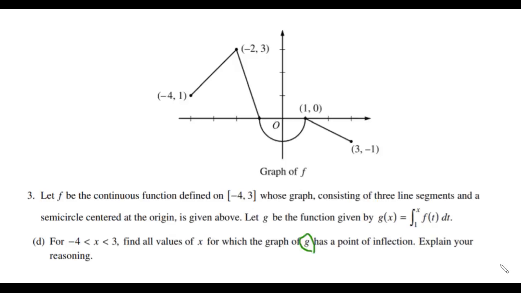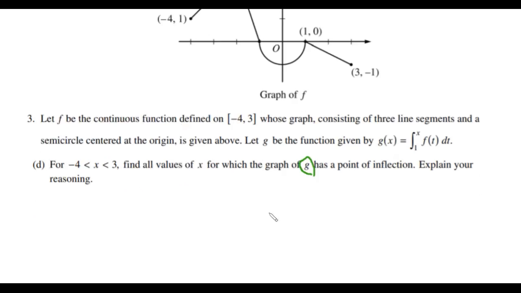Let's jump on to part D, finally. So, part D says, for x exclusively between negative 4 and 3, find all the values of x for which the graph of G, I circled it, G has a point of inflection.